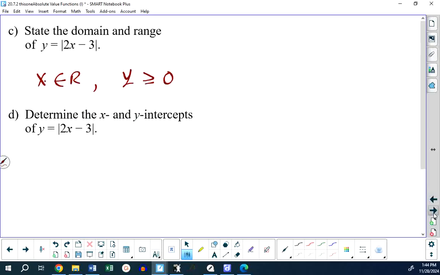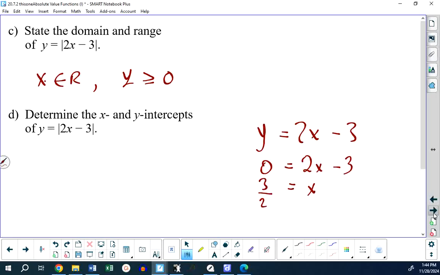I think we're also asked for the intercepts. Well, forget about the absolute value. What is the x-intercept of this function before the absolute value? I hope you see it's 3 over 2, right? Okay, but when you take the absolute value of a function, the x-intercept stays the same. Because an x-intercept is where y is 0, it doesn't get flipped. So the x-intercept here is equal to 3/2.